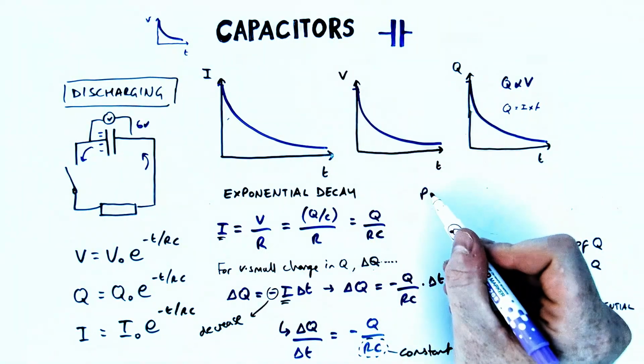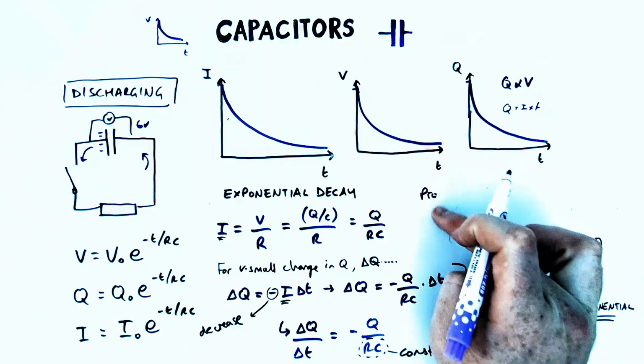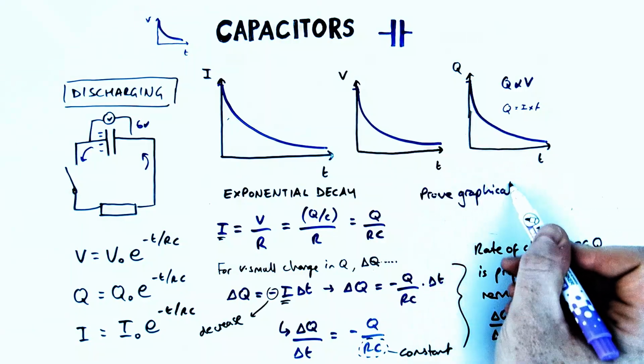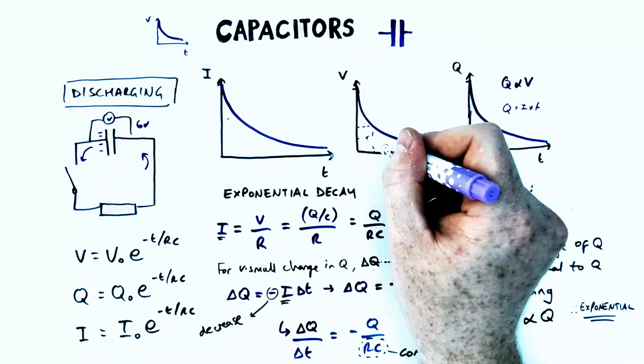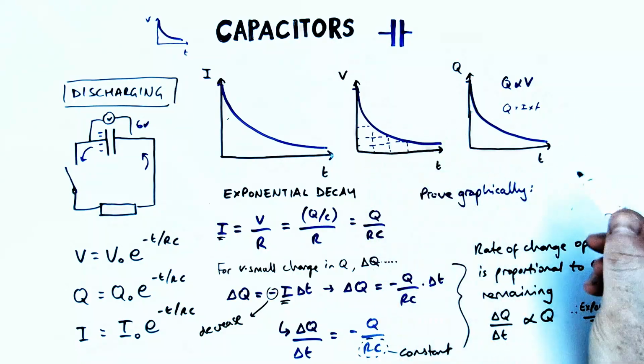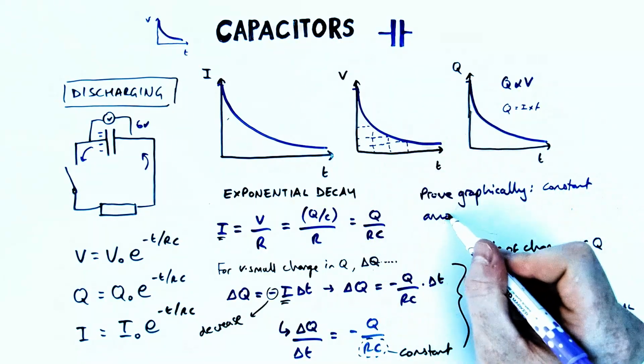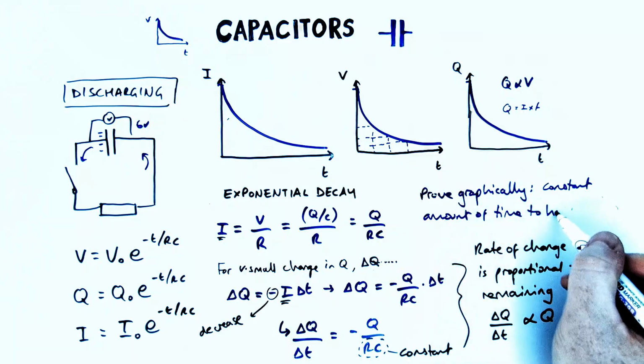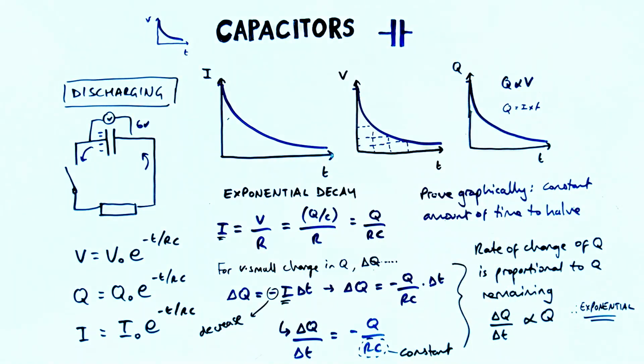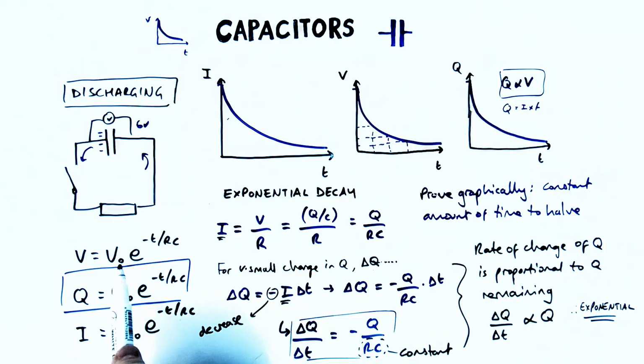To be able to prove this from a graph like this, if it's just an exponential decay graph, you just go across, you'd find the amount of time it takes for it to halve, for example, and then do it again to quarter, to eighth, and you should find it's the same amount of time to halve each time, therefore proving it's exponential. Now you can make the same arguments for potential difference and for the current graphs, because the two things are proportional to each other.